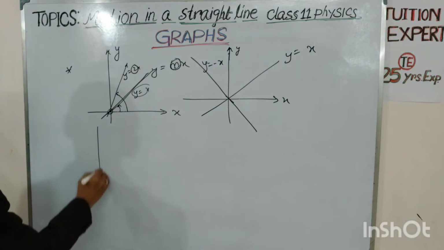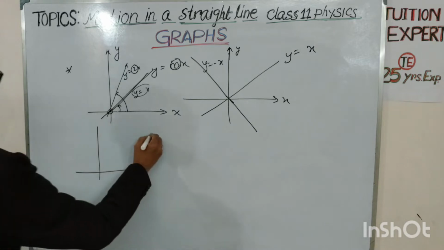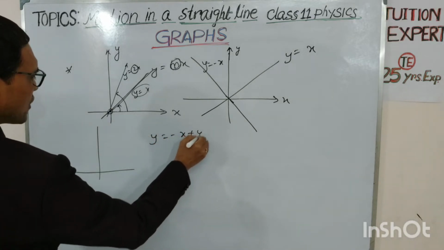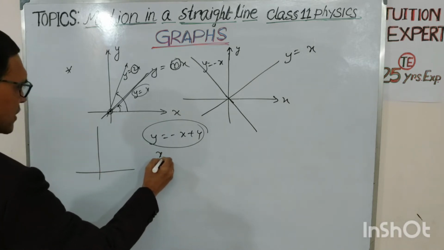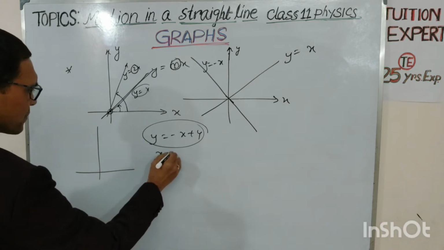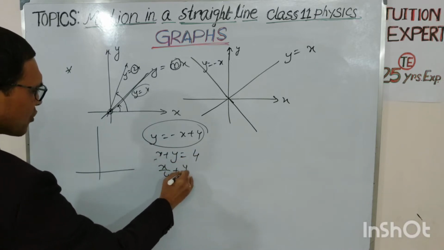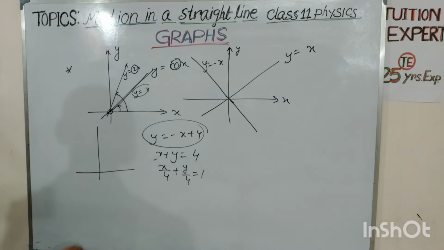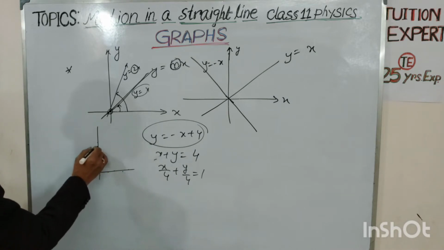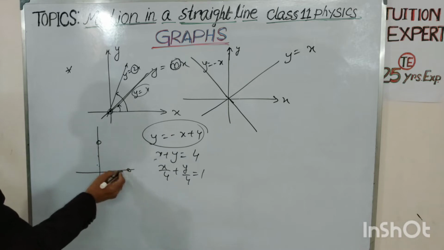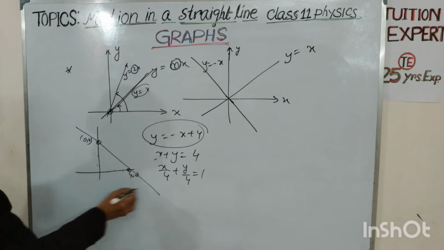Now suppose there is a straight line, y equal to minus x plus 4. You have to draw this. To draw this, you have to express it in the form x by a plus y by b equal to 1. So this is 1, 2, 3, 4, and 1, 2, 3, 4. Plot the points (4, 0) and (0, 4) here and draw the graph.